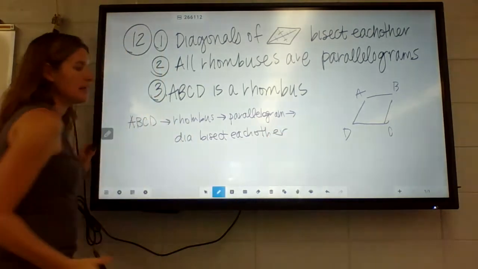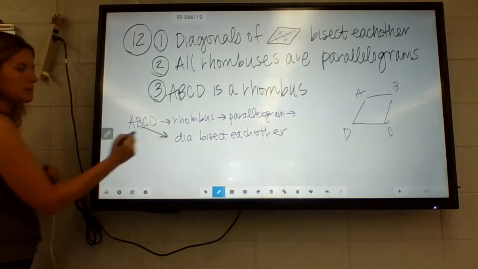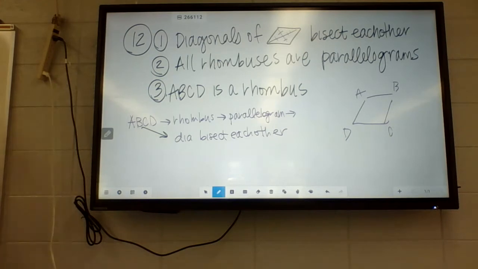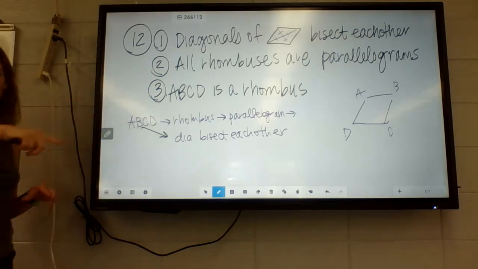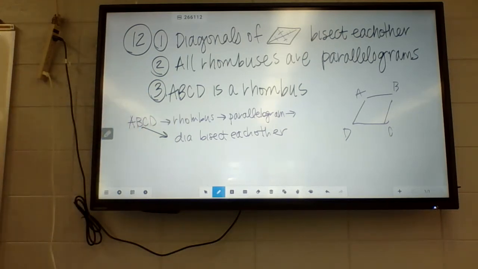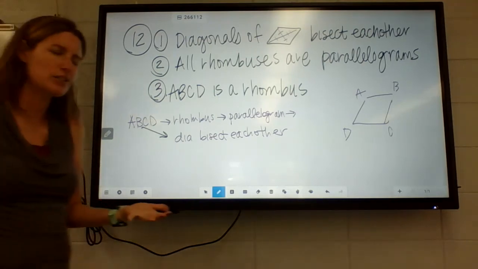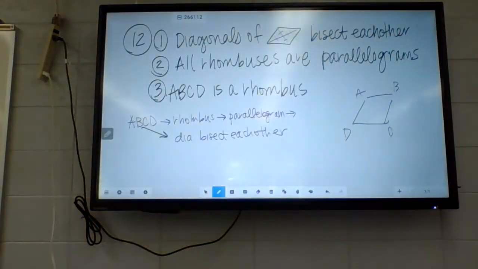So what this is getting you to do is make that connection instead. Rather than going through this series of events, why can't we just say ABCD has diagonals that bisect each other? They've said a lot of things that are important or you need to know, but can we make that jump to the next step?